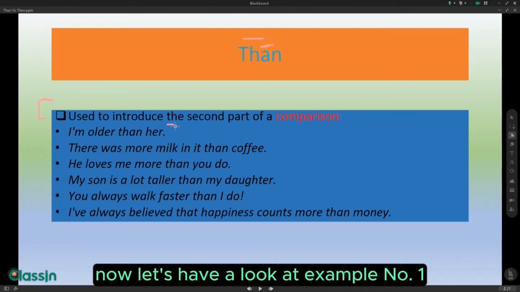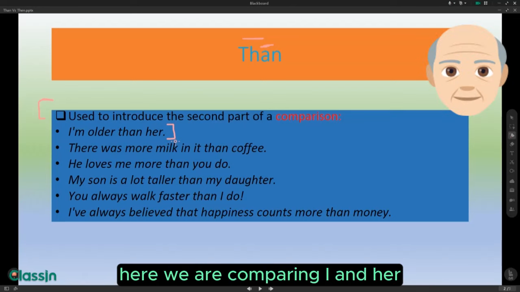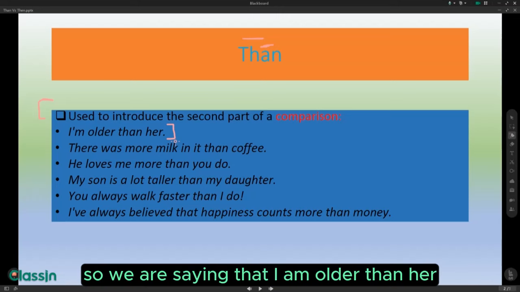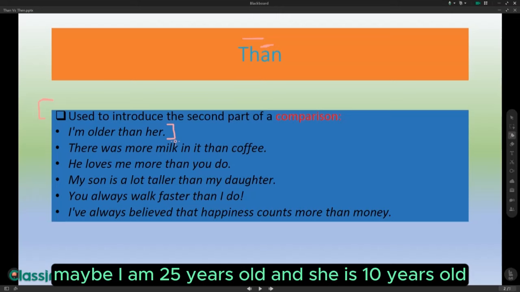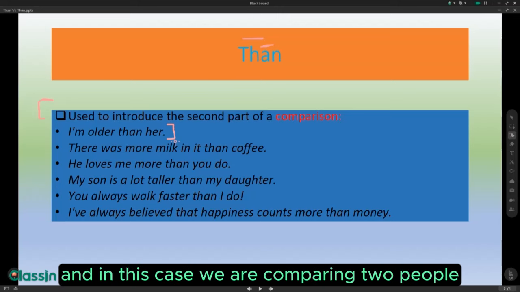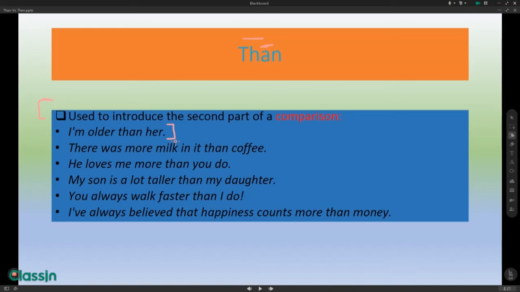Now, let's have a look at example number 1. I'm older than her. Here, we are comparing I and her. So we are saying that I am older than her. Maybe I am 25 years old and she is 10 years old. We can say I am older than her. And in this case, we are comparing two people and we have to use "than" with an A.